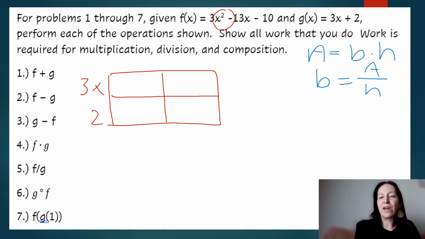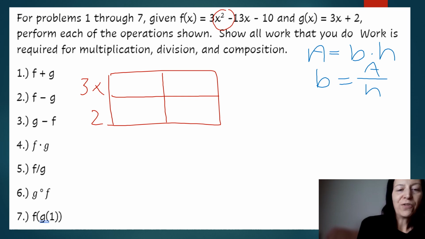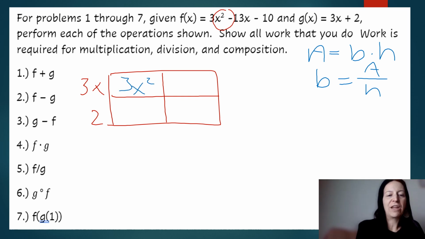In one of them, you know the base and the height and you're looking for the area, so you're going to multiply. In the other one, you know the area and you know the height and you're looking for the base, so you're going to divide them. So without further ado, we'll go ahead and plunk that 3x squared right into that upper left-hand corner, and we ask ourselves, 3x times what gives me 3x squared? And hopefully your answer to that is x. And then we multiply to get the 2x.